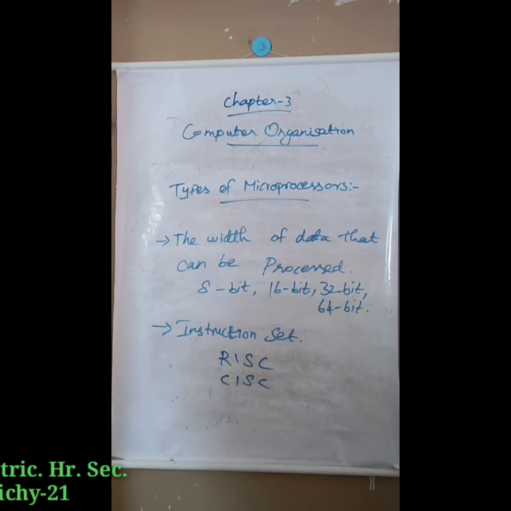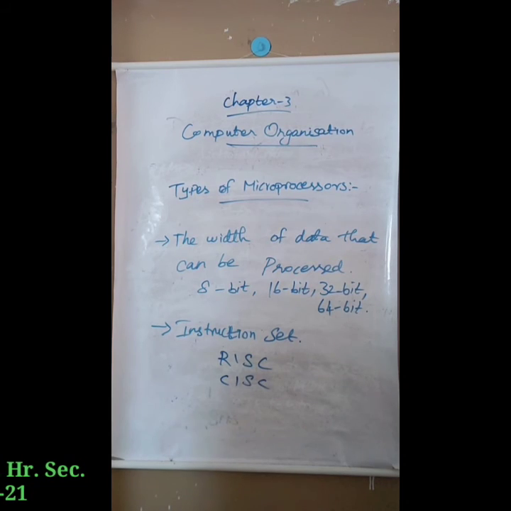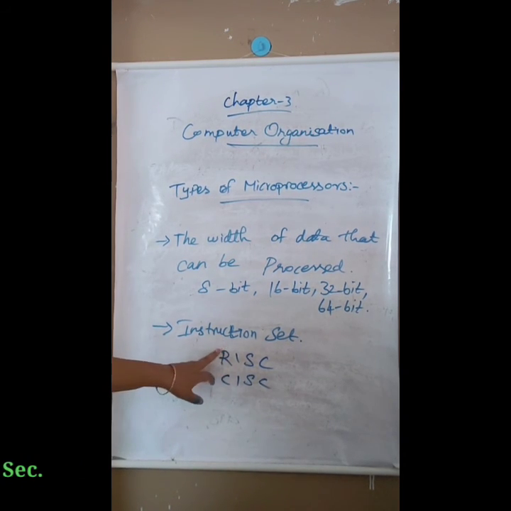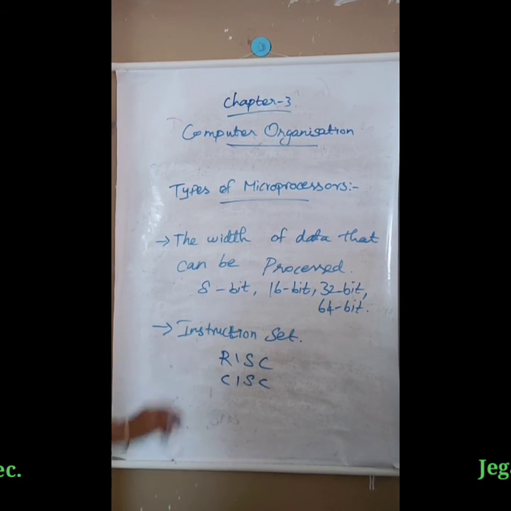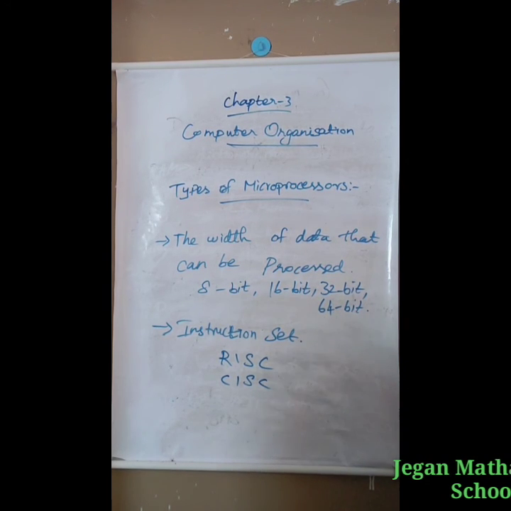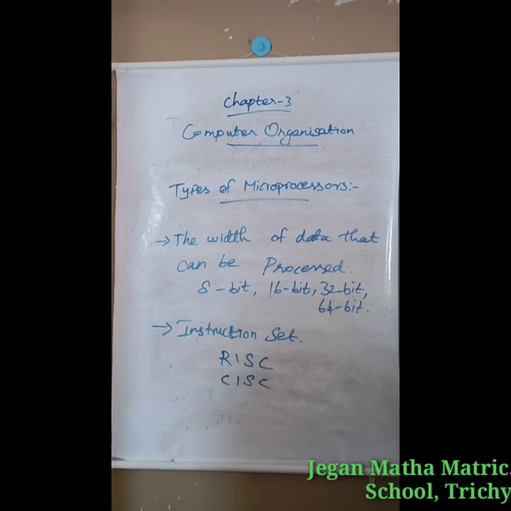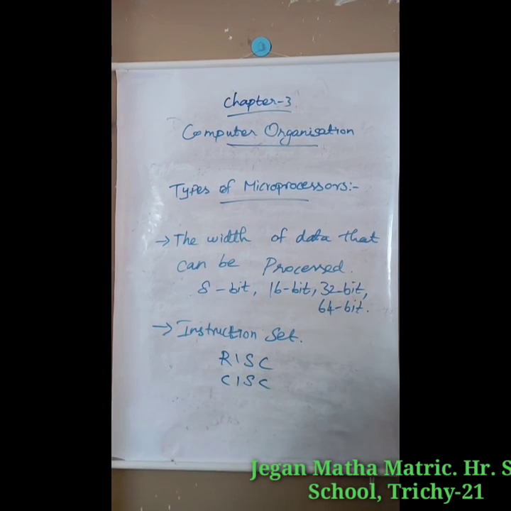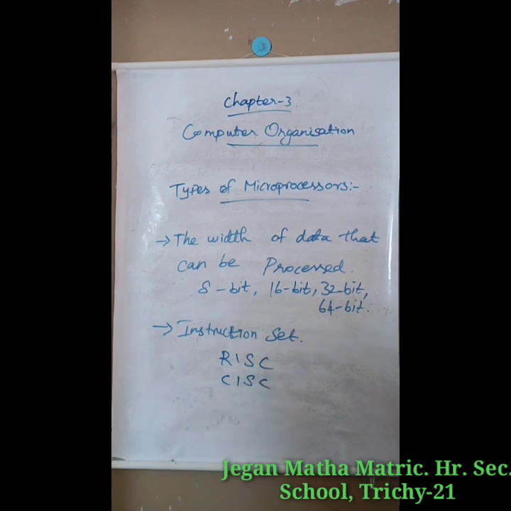Here they give some examples. The examples of RISC are Pentium 4, Intel P6, AMD K6 and K7. And next one, CISC processors are Intel 386 and 486, Pentium 2 and 3, and then Motorola 68000. So these are all examples for reduced instruction set computers and complex instruction set computers.